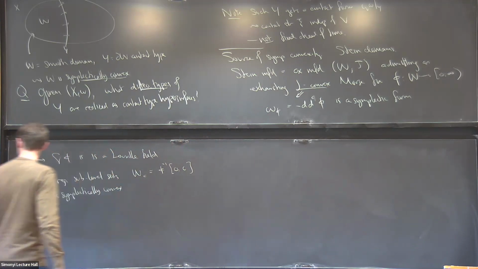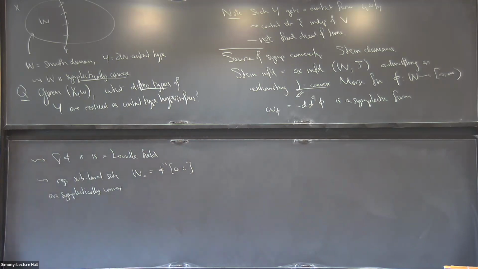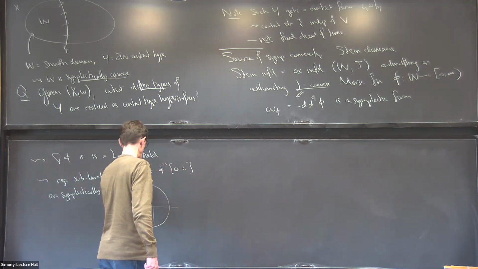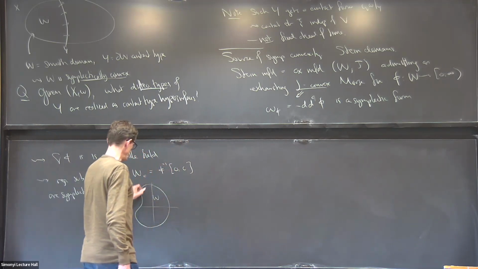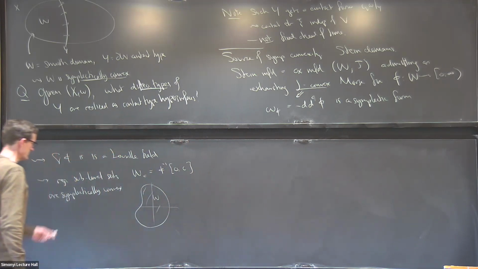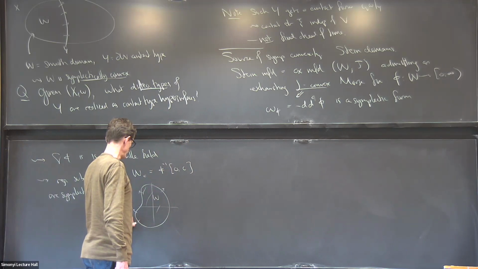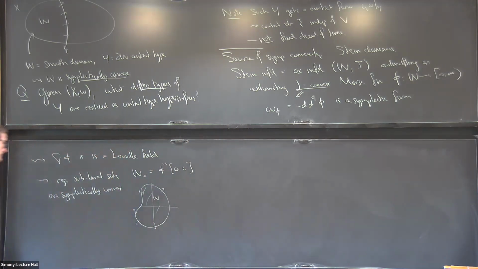In fact, this definition only really wanted the Lua field defined near the boundary, whereas here it's defined everywhere. But anyway, you imagine some picture like this where W is the sublevel set of the Morse function, and then the gradient points outward. Okay, so that's an example of a symplectically convex manifold.